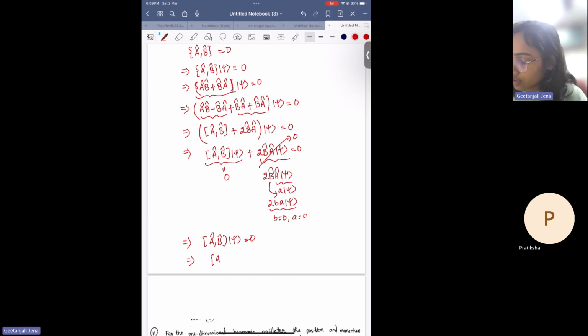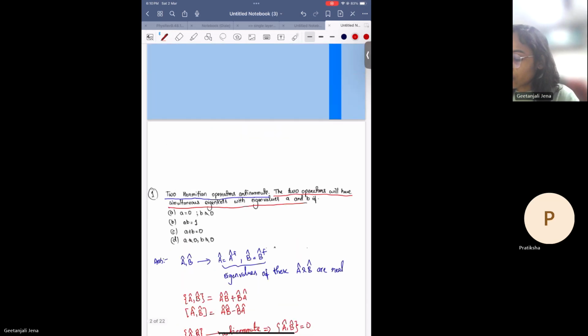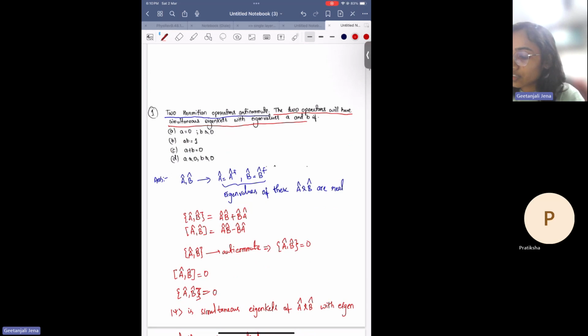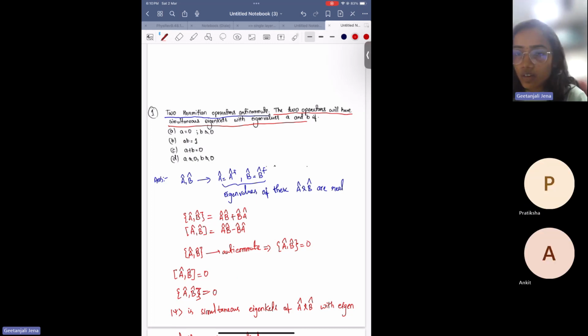That means the commutation relation of AB will be 0 when either A equals 0 or B equals 0. So one of the eigenvalues is 0. So let's see what is the option that is given to you. The first option is A is 0 and B is not equal to 0. That means this is the right answer.